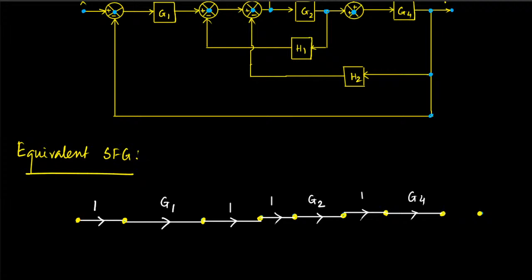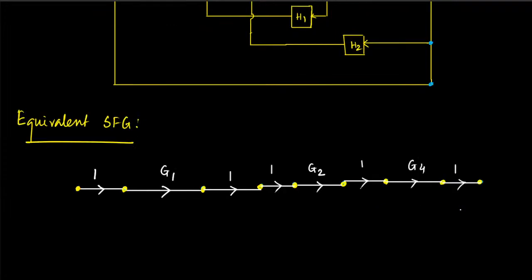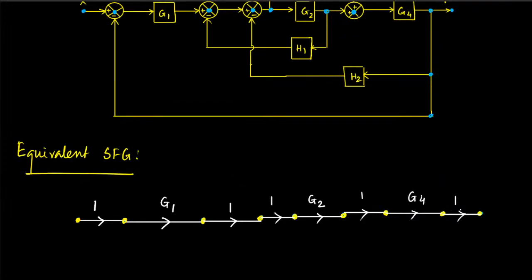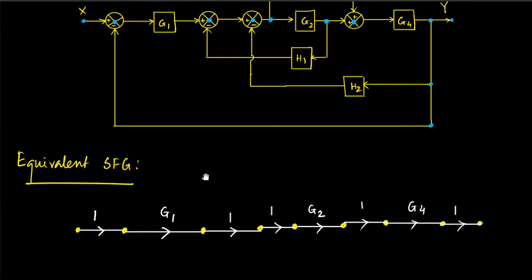These two are directly connected. So I have something like this. All right. Let's construct the feedback loops now. Of course, from this point to this point, I have H1. The same thing we are doing.